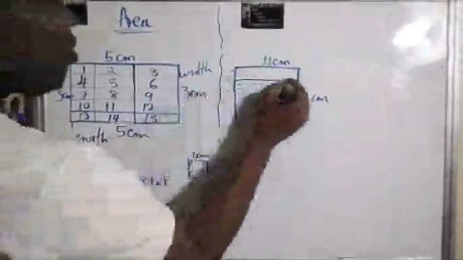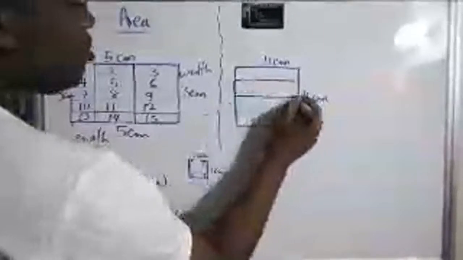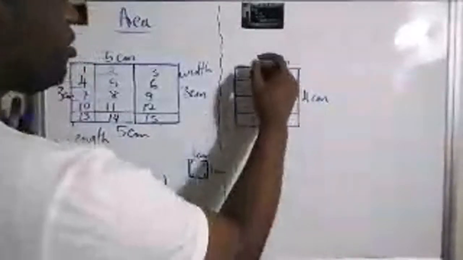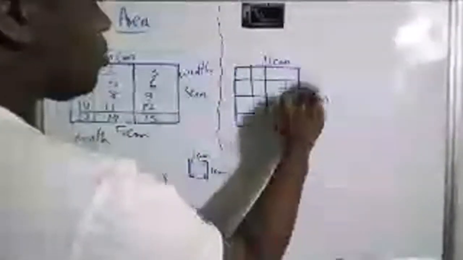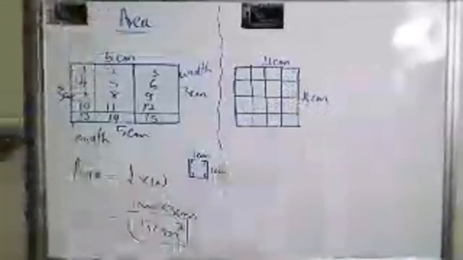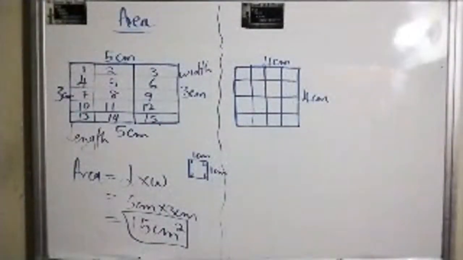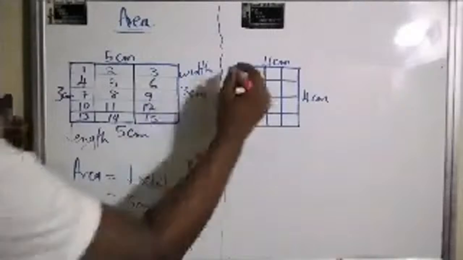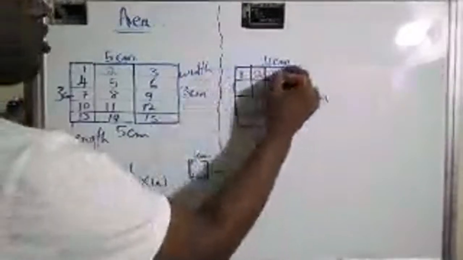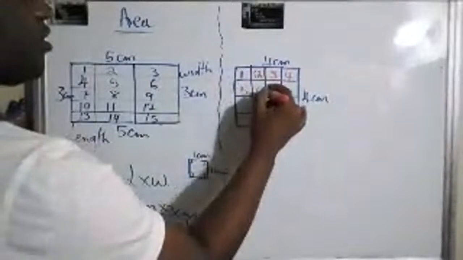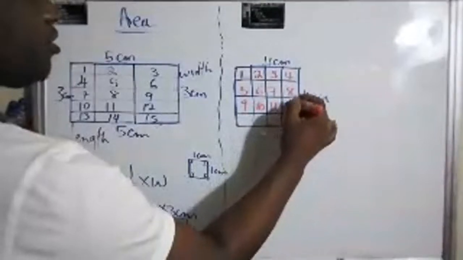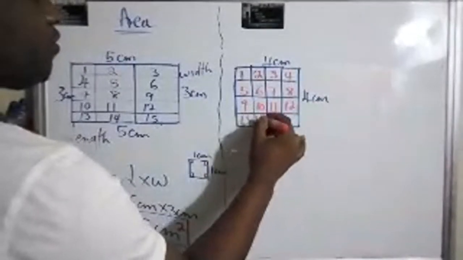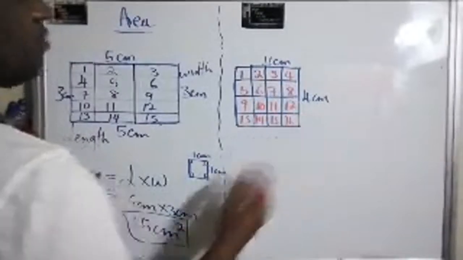So let's go. 1, 2, 3, 4, right? So let's get 4 going across now. Down 1, 2, 3, 4. Alright, let's count to see how many square units it takes to cover this one. 1, 2, 3, 4, 5, 6, 7, 8, 9, 10, 11, 12, 13, 14, 15, 16.